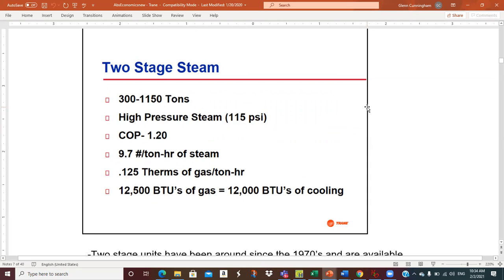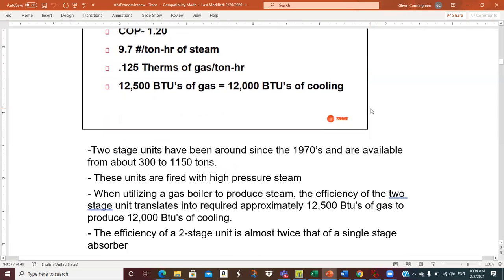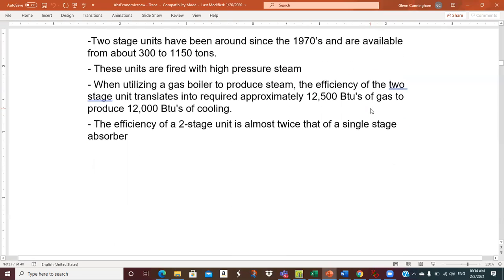So in terms of gas, in terms of generating the steam, what's the COP of this thing? Well, it's 12,000. That's what I get out. That's my cooling effect divided by 12,500. So that's 0.96. So if you consider the boiler inefficiency in the COP calculation, instead of 1.2, you get 0.96. So that's pretty good. Here's my pressure. I don't think there's anything there we haven't said.